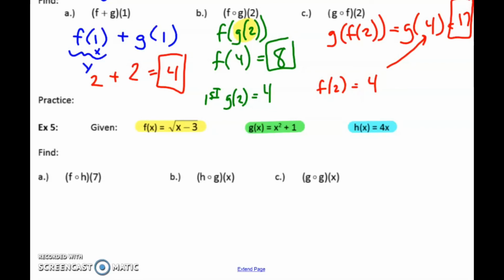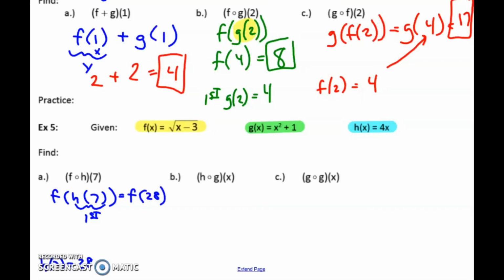So example 5a, I'm going to take f of h of 7. And this I have to evaluate first. So you can show this down below, h of 7. So h takes 4 times the input, 4 times 7, that's going to be 28. Then what you do is you have to plug that into the f function, f of 28.